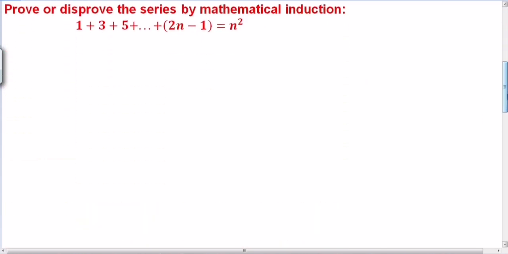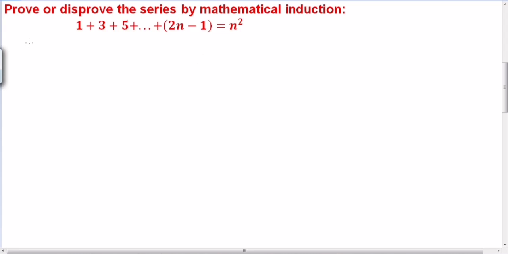So, prove or disprove the series by mathematical induction. 1 plus 3 plus 5 plus infinity up to the nth term, which is 2n minus 1. And the series is n squared. So, ibig sabihin, pag inadd daw to up to the nth term, syempre, n squared daw. Okay? So, kailangan i-prove natin to with the use of mathematical induction.